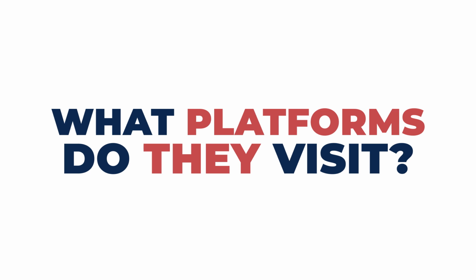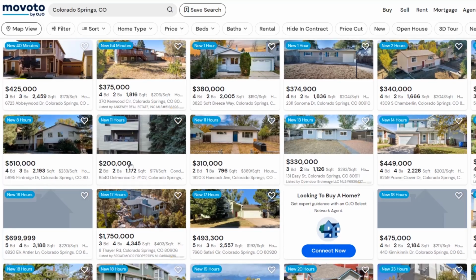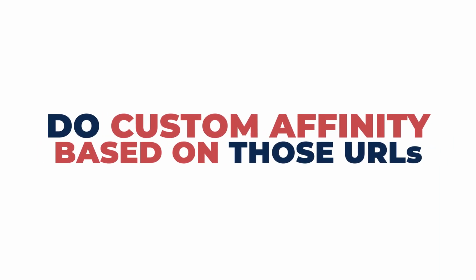Also, consider what do realtors look at every day? What platforms do they visit? Zillow, Yelp, StreetEasy, all these other platforms, consider using those. Obviously, there's going to be a lot of sifting through it, but hopefully your ad can do some of the filtering that can help with that, and your creative and your hooks. But you can do custom affinity based on those URLs.